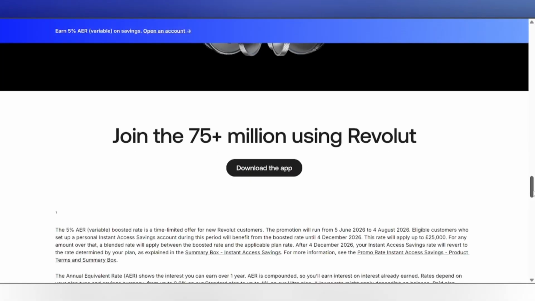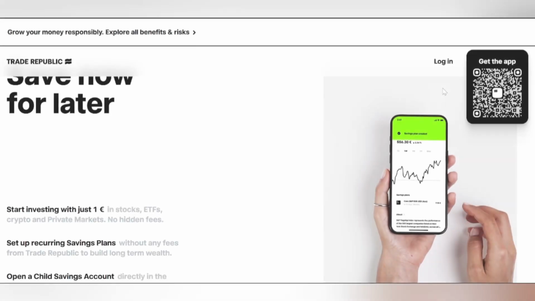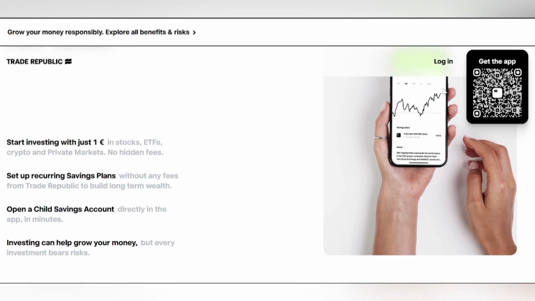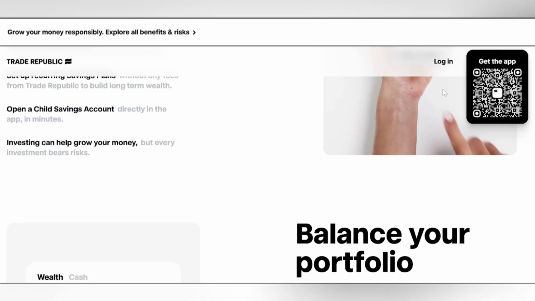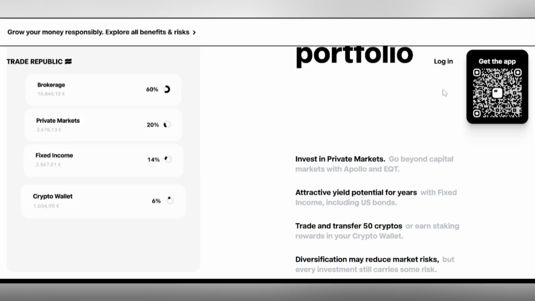Conclusion. Revolut is better for daily money movement and convenience. Trade Republic is better for long-term investing and wealth building. Many users find value in using both apps for their distinct roles. The choice depends on whether you need a versatile spending app or a dedicated investment platform.